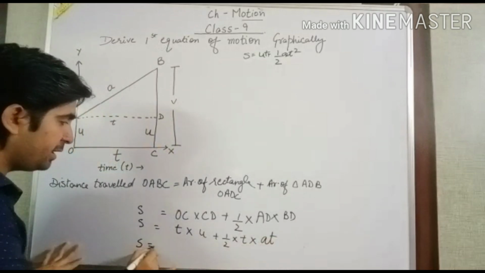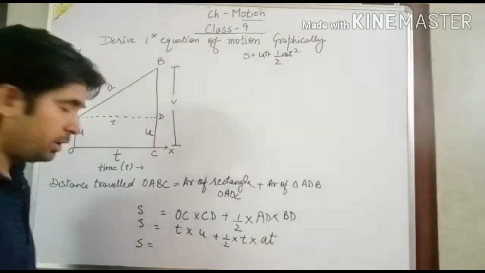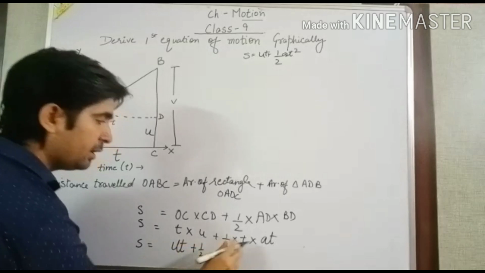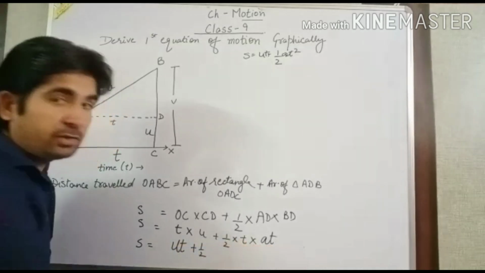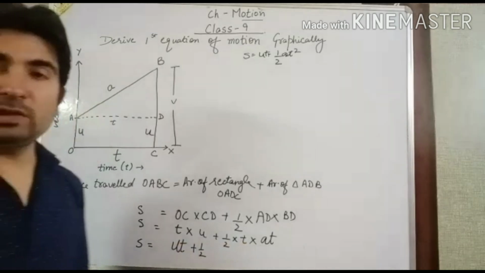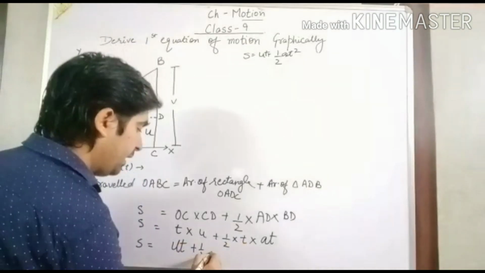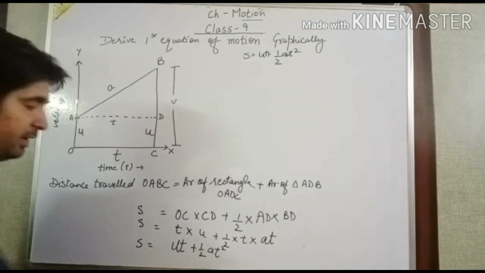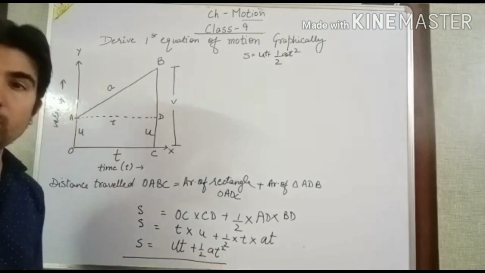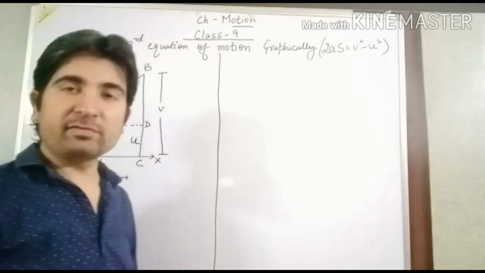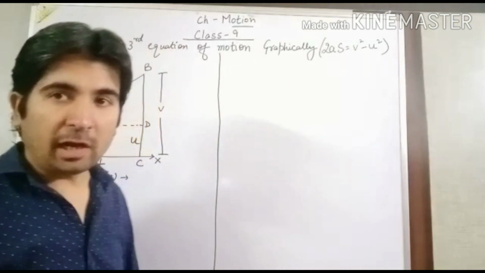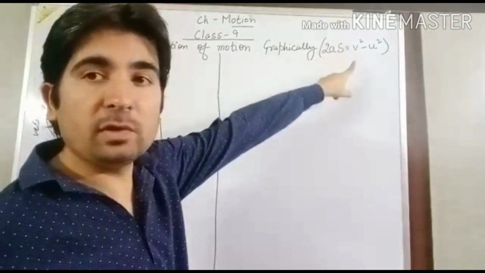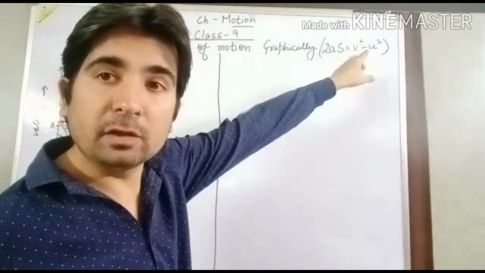Now when I solve this, U into T, UT plus half A into T into T, that is AT square. So this is my second equation of motion. We'll derive the third equation of motion, and we know our third equation of motion is 2as is equal to v square minus u square.